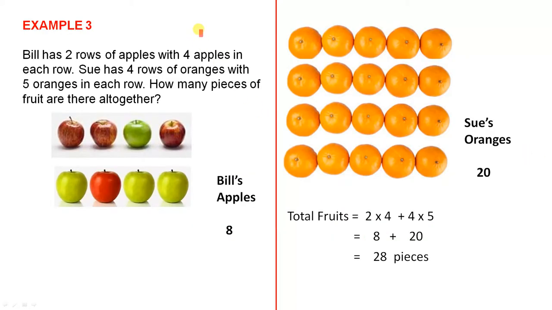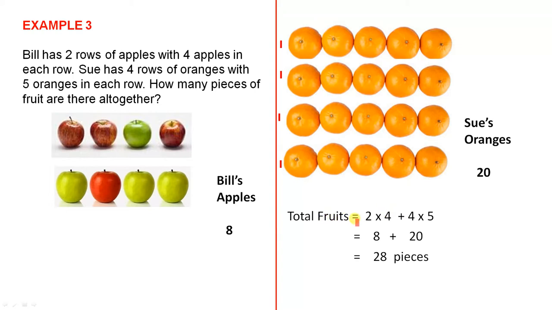Example 3. Bill has 2 rows of apples with 4 apples in each row. So there's the 2 rows, 1, 2, and there are the 4 apples in each row. So Bill's apples total 8. That's easy to see. Sue has 4 rows of oranges with 5 oranges in each row. So we have 5, 10, 15, 20, because there are 5 in each row. So Sue's oranges total 20.